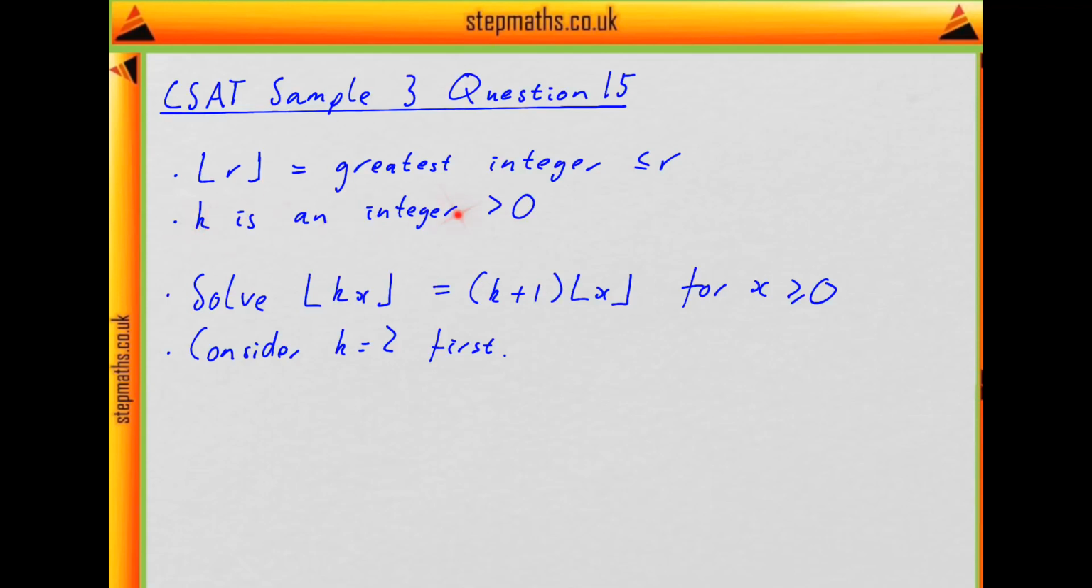So also k is a positive integer, and we're asked to solve box of kx equals k plus 1 times box x, where x is greater than or equal to 0, and we're asked to consider the case k equals 2 first. So since they ask us to do that, we might as well. If you want to have a go at the k equals 2 case, pause the video now.